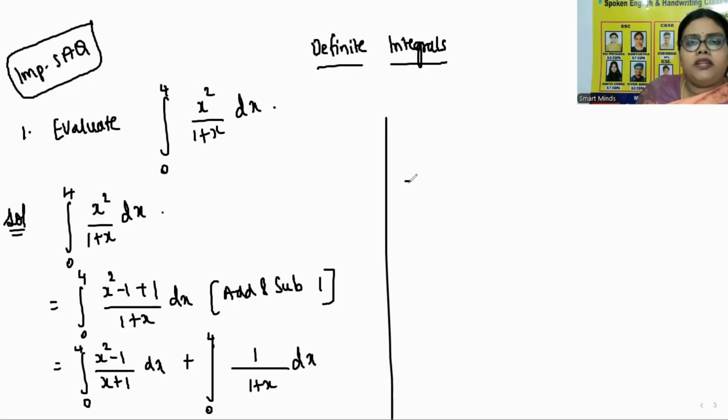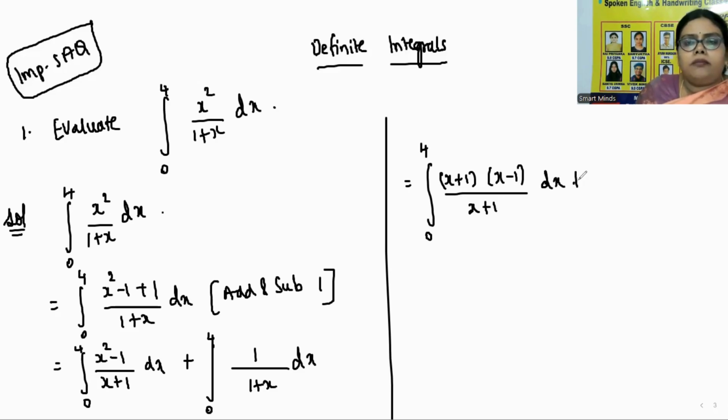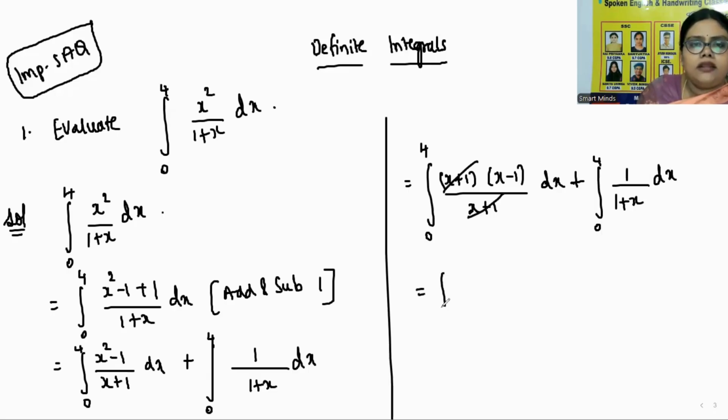Now how can I split the first term? X square minus 1 we can write as x plus 1 into x minus 1 by x plus 1 dx, plus integral 0 to 4 1 by 1 plus x dx. Now x plus 1 will get cancelled. Integral 0 to 4 x minus 1 dx plus integral 0 to 4 1 by 1 plus x dx.